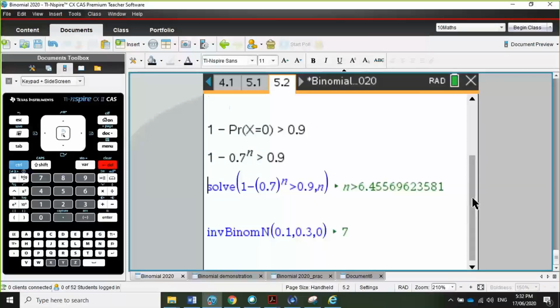So understanding both of these is really important. You can play around with the inverse binomial function. It's very handy in your exam, but you also want to know what you're doing. So you would absolutely want to understand how to get the answer using a solve function, as well as how to use the inverse binomial function.